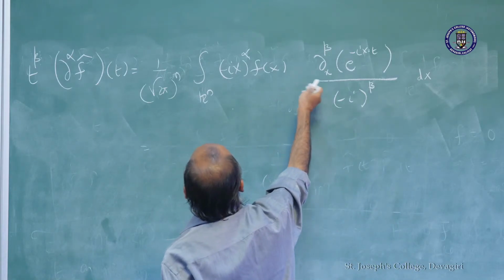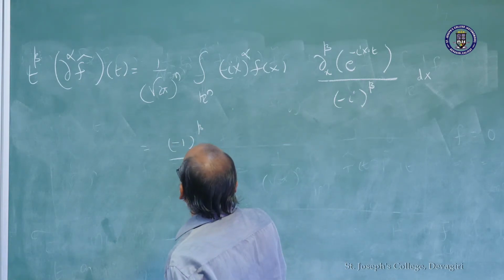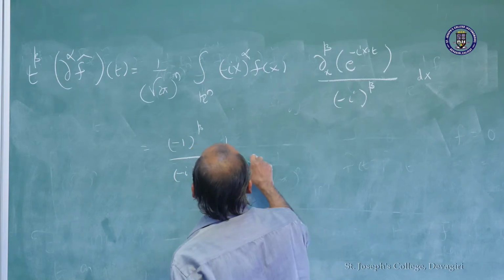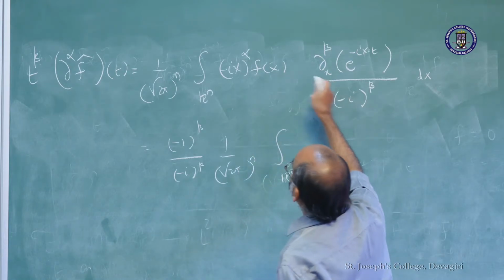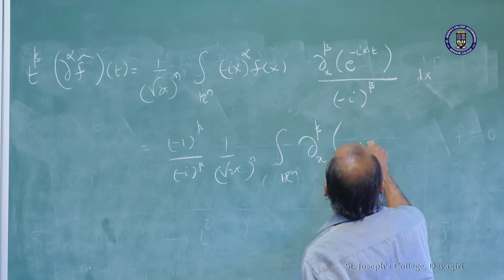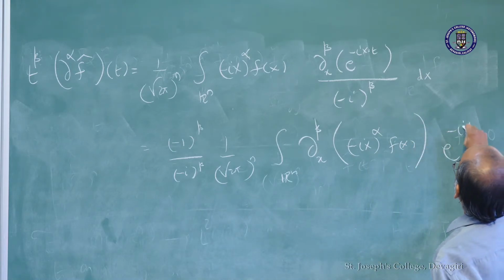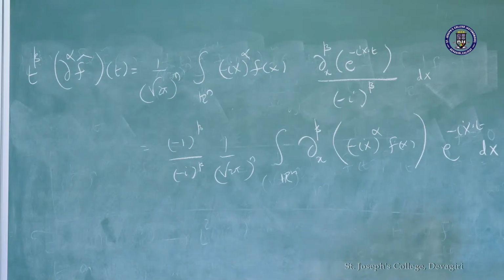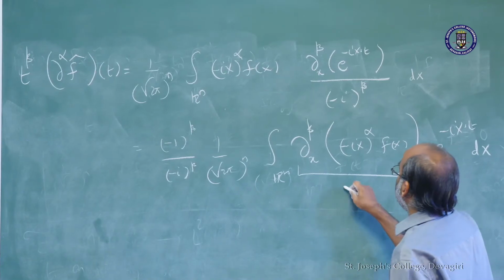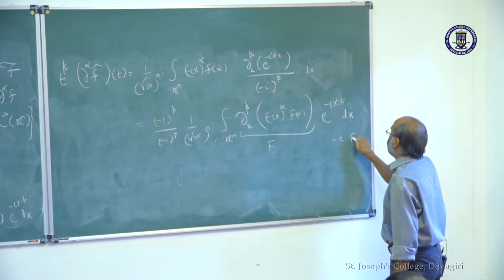Okay. So, if you do it beta times, you will get minus 1 to the beta, strictly speaking. These are constants which we do not have to bother about. 1 by root 2 pi to the n, integral over Rn. All the derivatives will fall here. So, this is the derivative with respect to x, beta times, of minus i x to the alpha f of x, times e to the minus i x dot t dx. The advantage is that this is the Fourier transform of something. So, if you look at this and call it capital F, this is some constant times capital F hat at t.